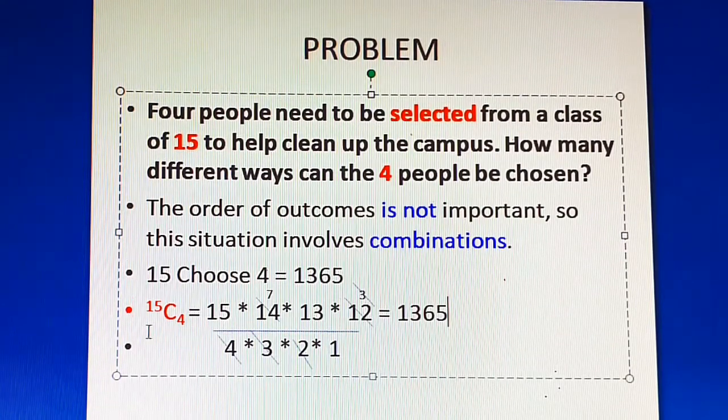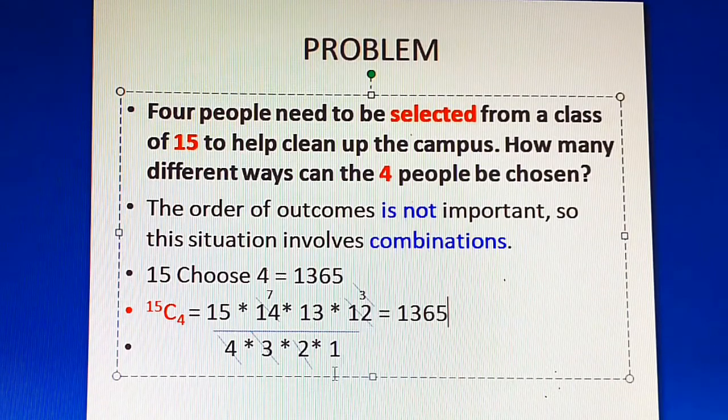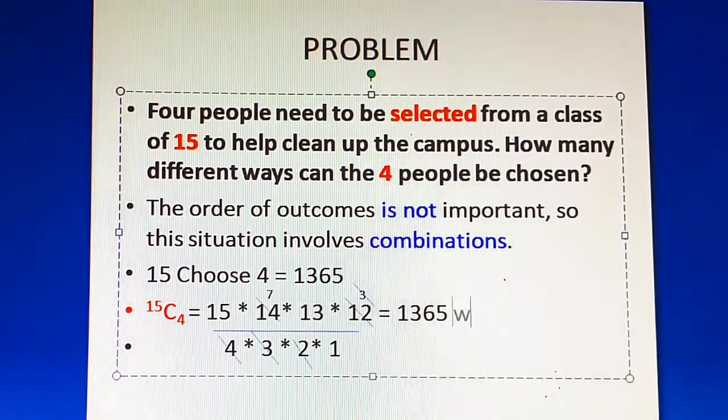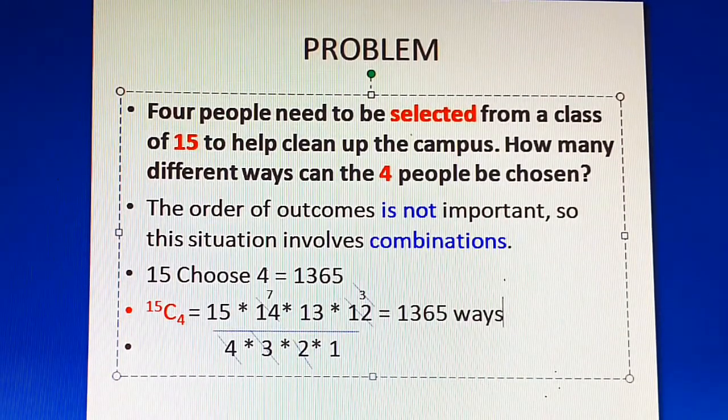Here r is 4, right? So the first term is 15, and it has to be filled till 4 terms. So 15 times 14 times 13 times 12, divided by r factorial, where 4 factorial is 4 times 3 times 2 times 1. Then 4 and 12 will get cancelled, 3, and then again 3 and 3 will get cancelled. 1 2s are 2. 14 divided by 2 will give you 7. So when you multiply, you'll get 1365 ways. So these many ways you can select the people. You can pause the video and have a look.